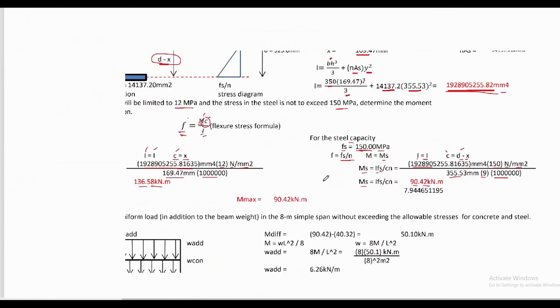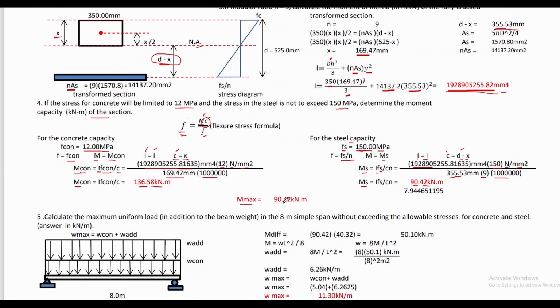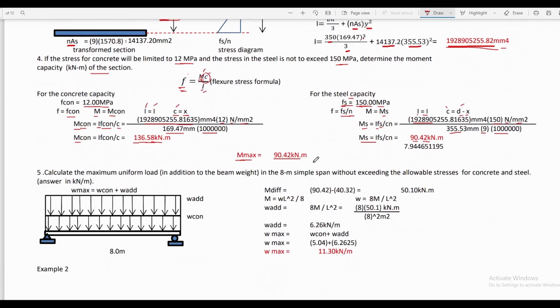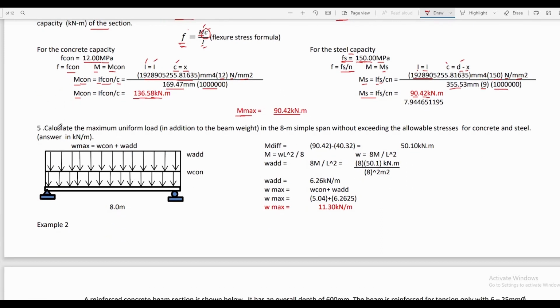So it means that the capacity of our beam is just equal to 90.42, the capacity of the steel given the 150 megapascal limitation to its stress. If the bending moment applied on the beam is greater than 90.42 but less than 136.58 kilonewton meter, the concrete can still resist the stress, but the steel stress of 150 megapascal will be exceeded. As a result, the steel will fail. Therefore, moment capacity will be limited to 90.42 kilonewton meter.